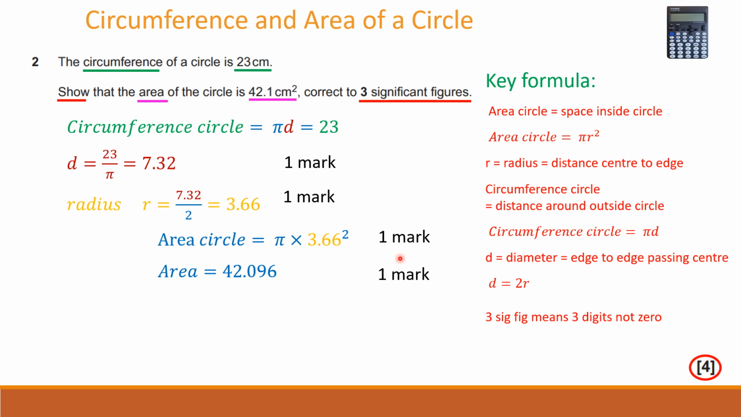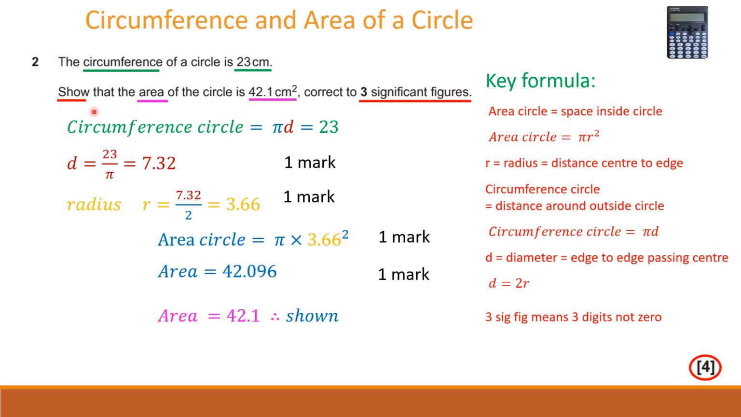You type it in, you get an answer of 42.096. Now remember, we've got to round this to 3 significant figures. So I've got 42.096. I'm looking at the numbers 1, 2, 3 digits. So I look at the 4th digit, which is the 9. Now the 9 is bigger than 5, so I look to this next number and I have to move it up by 1, which is why it rounds to 42.1 centimetres squared, therefore shown.